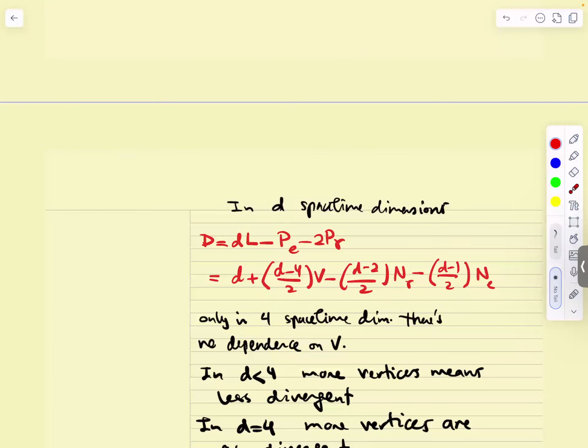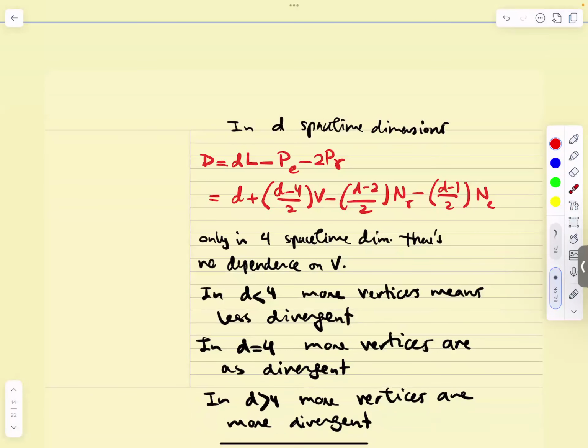Now you notice something interesting. This depends on the number of vertices in addition to the number of external legs. It depends on the number of vertices. However, the coefficient of it vanishes at d equal 4. So it was a coincidence that in QED in 4 space-time dimensions, the superficial degree of divergence does not depend on the internal structure of the diagram and depends only on the number of external legs.